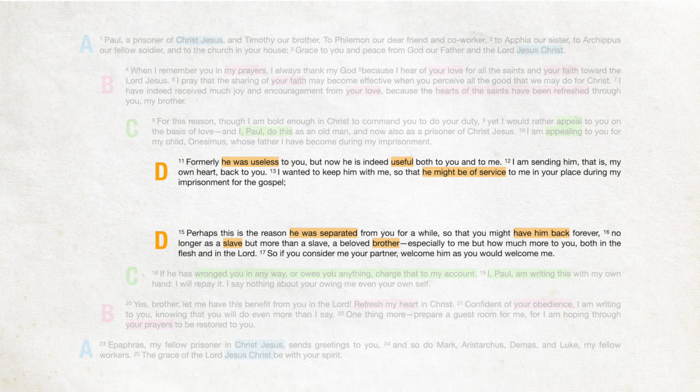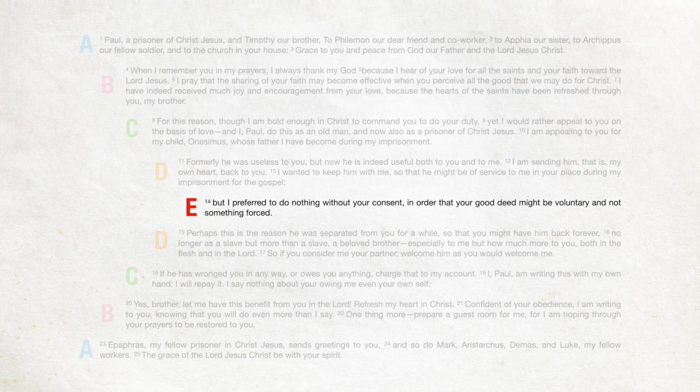In D, these two focus on the transformation of Onesimus that is possible if Paul's letter is heeded. So from separated to have him back will change Onesimus from useless to useful and of service, from a slave to a brother. Which brings us to the last phrase, represented here in the letter E.